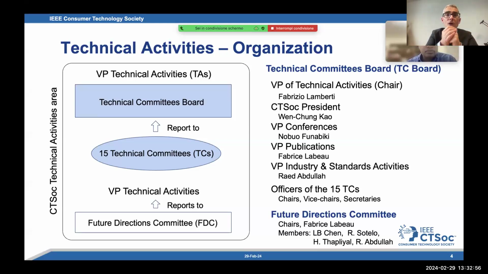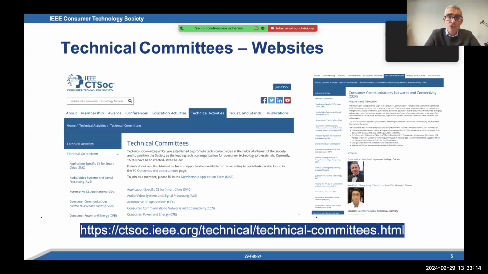Professor Wen-Chung Kao, VP Conferences, Nabuo Kunabiki, VP Publications, Fabrice Labo, who is also President-elect for next year, and VP Industry and Standard Activity, Rahed Abdullah, together with the officers of the 15 technical committees, their chairs, their vice chairs, and secretaries. Each technical committee has its own website.